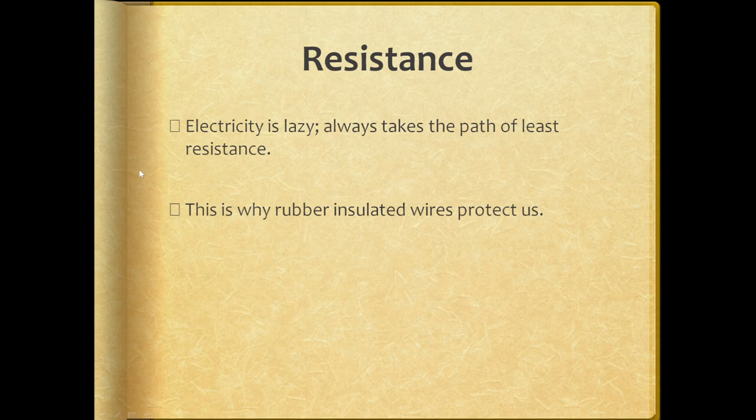If you build a circuit out of copper wires and other components, then the copper wires and the components of the circuit have less resistance than the rubber does. And as a result, the electricity wants to stay in the circuit, wants to keep moving through the objects that resist it the least. This is why the rubber on wires protects you, and it's also why birds can stand on power lines without getting zapped.